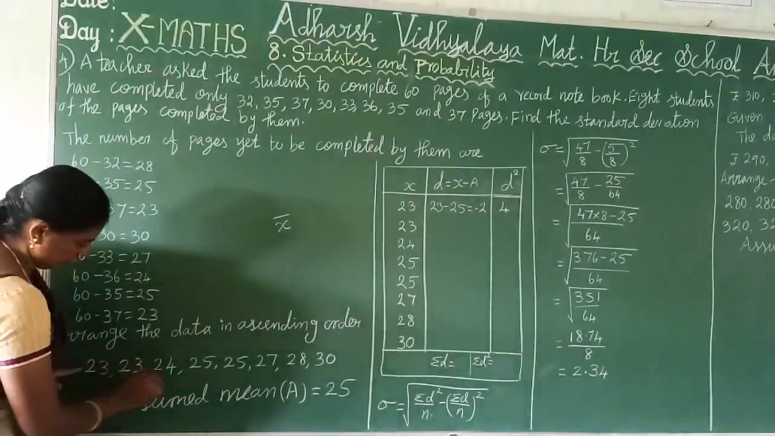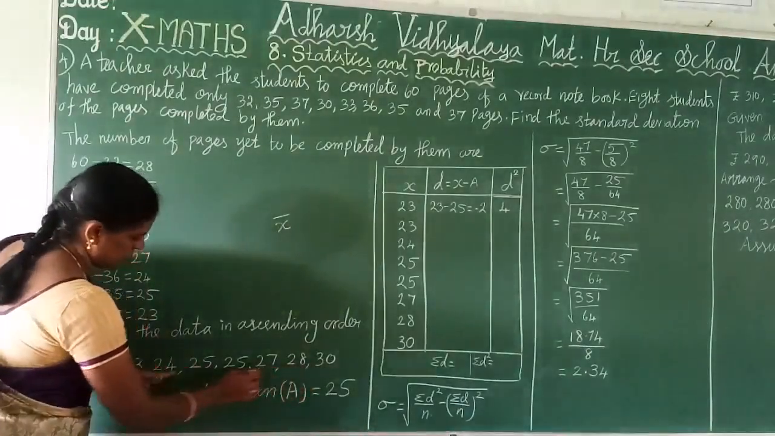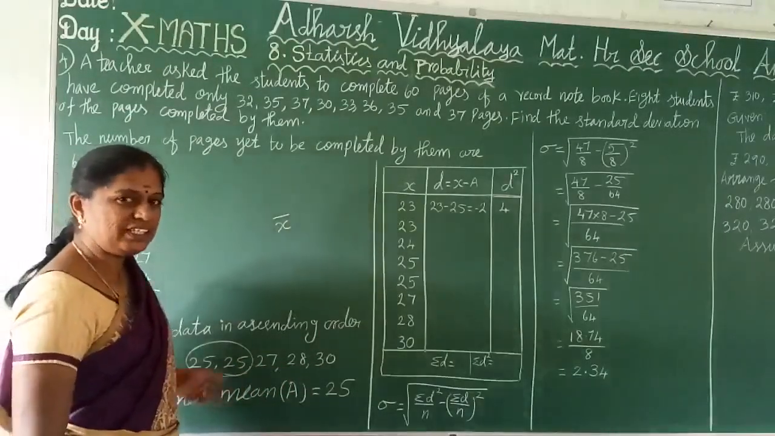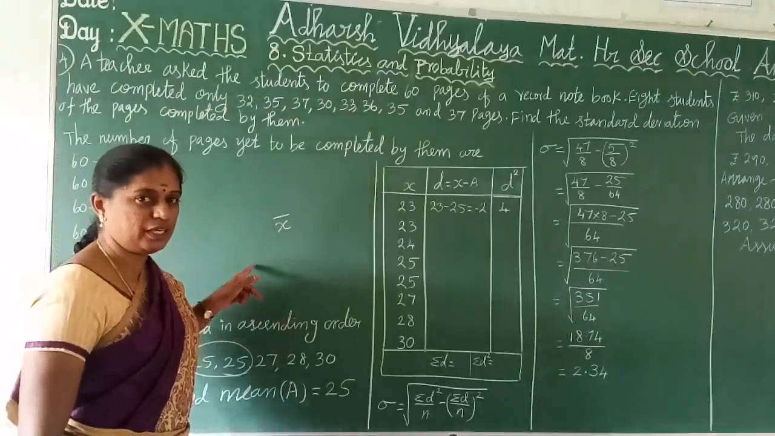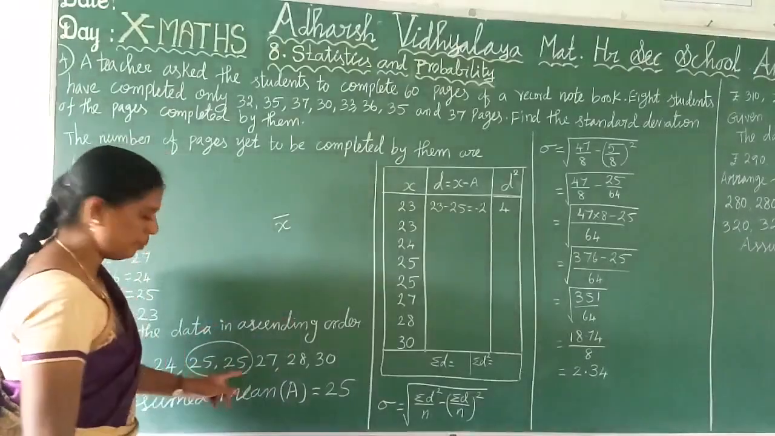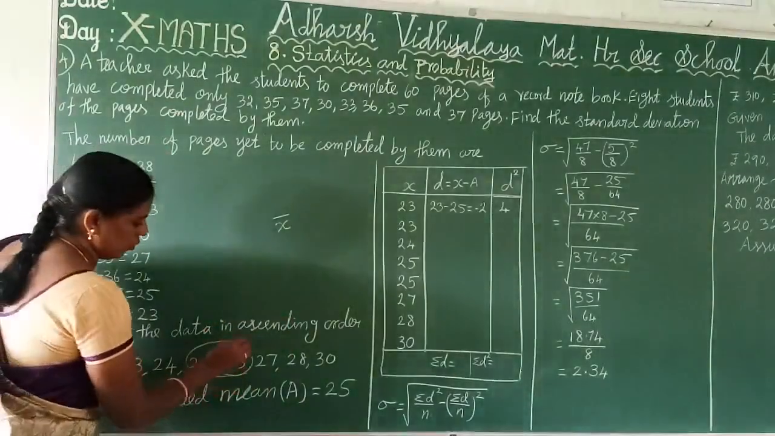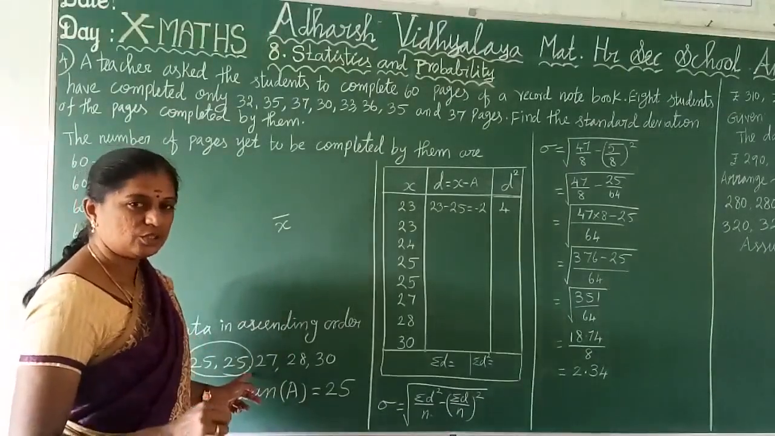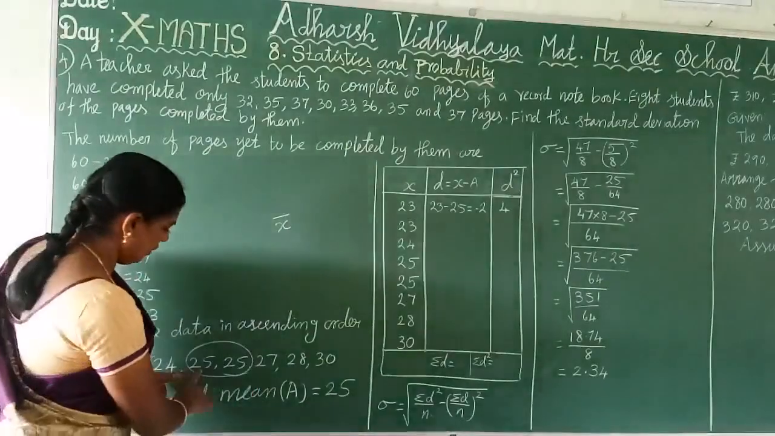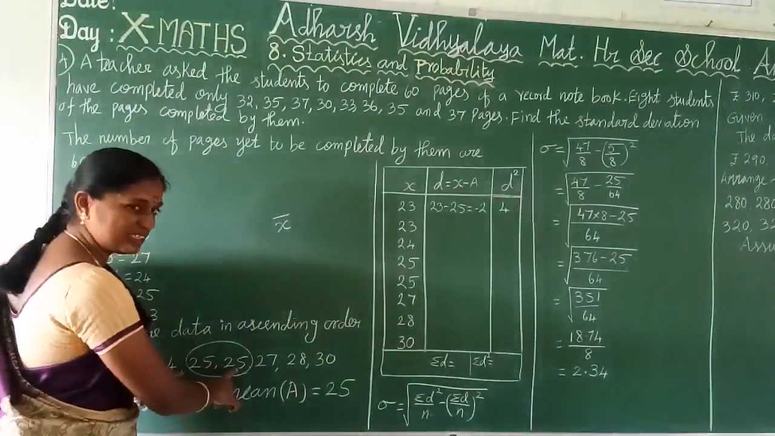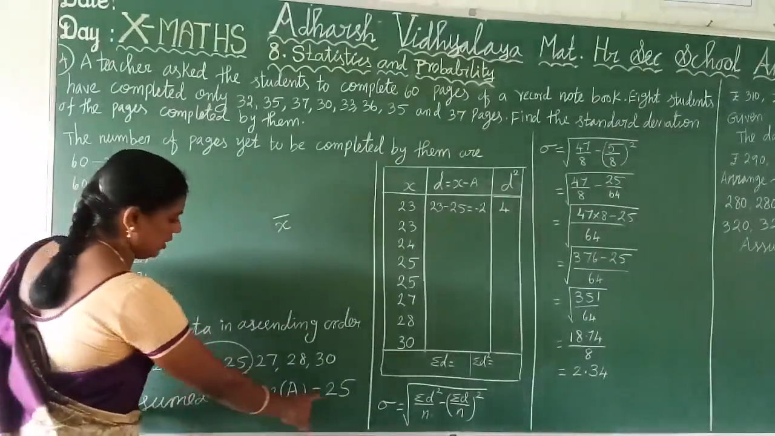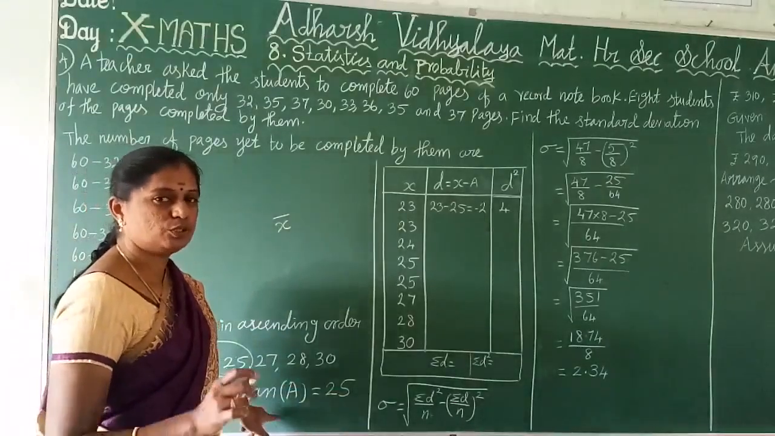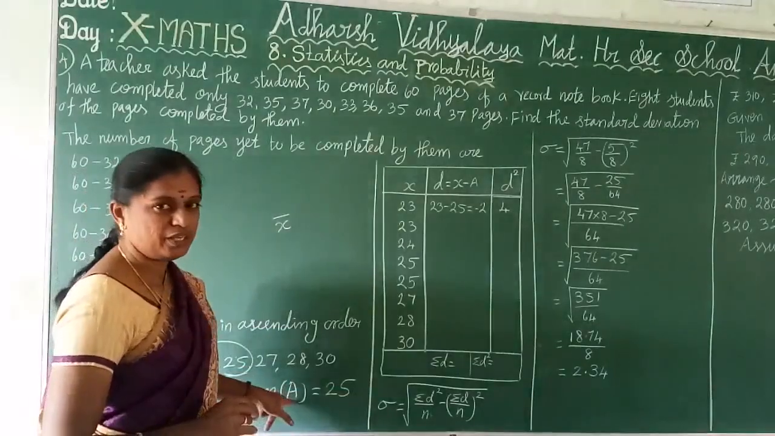So what are the center ones? Leave the first one: 1, 2, 3. So these two are the center. Clear? For an odd number of data, we select the center one as the assumed mean. For an even number, there are two center numbers, so you select any one, that is your wish. Here 25, 25 are the two center numbers, so we select the assumed mean equal to 25. Clear? In all the sums you should apply the assumed mean method only.